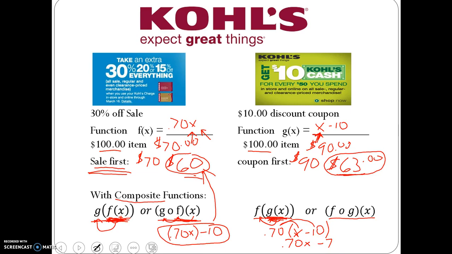And if I stuck 100 into this function, I would get the same thing that I got here, using those two functions back to back, which is the $63. 0.70 times 100 is 70, and 70 minus 7 gives us the 63.